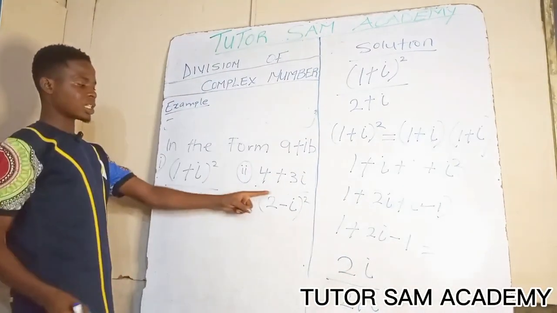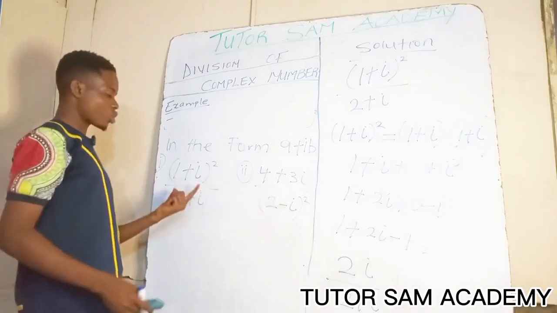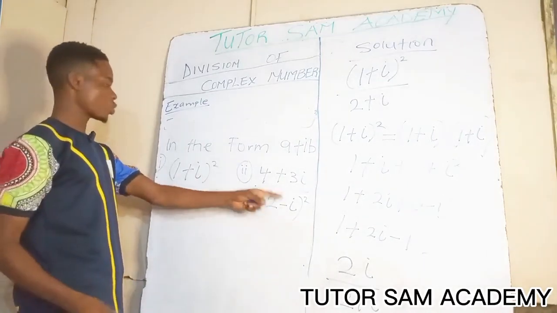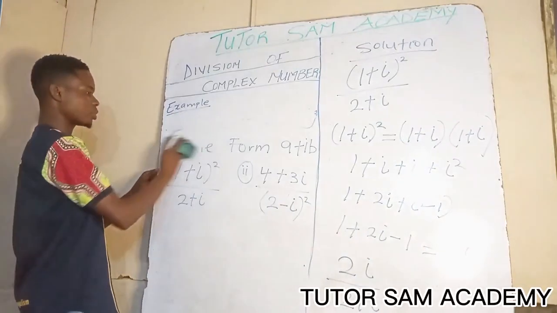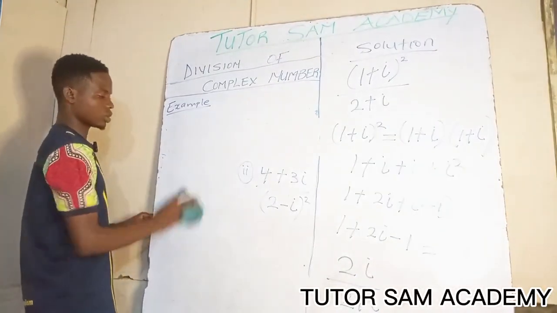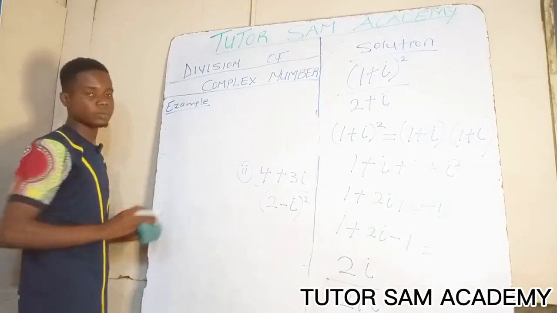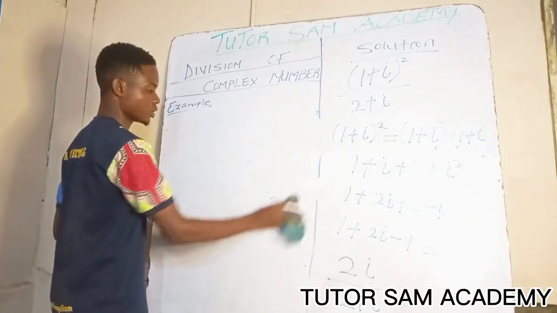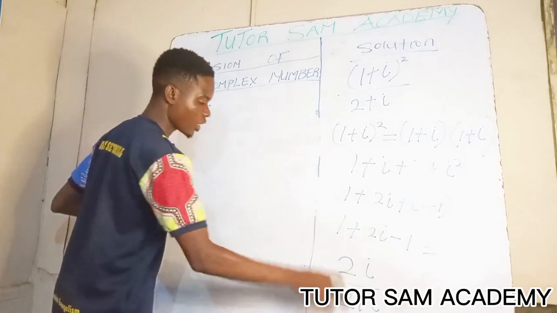You can copy this question down so that you will solve it, because I will solve only this, then you will try this. So copy the question down before I rub it out. Ensure you copy it down in your notebook. You can copy it down. All right. So let's proceed from here.